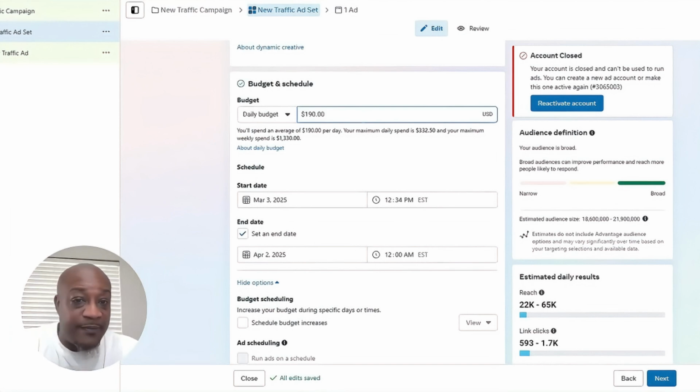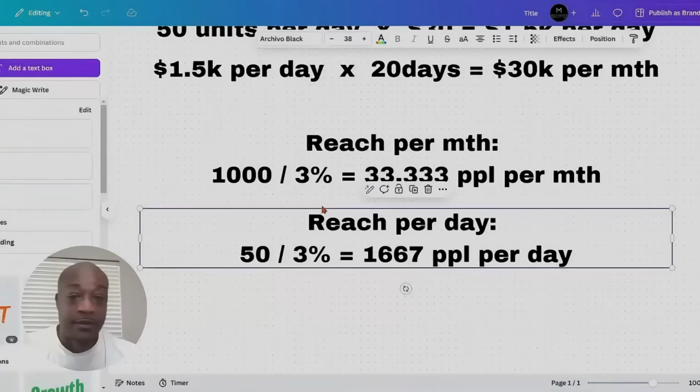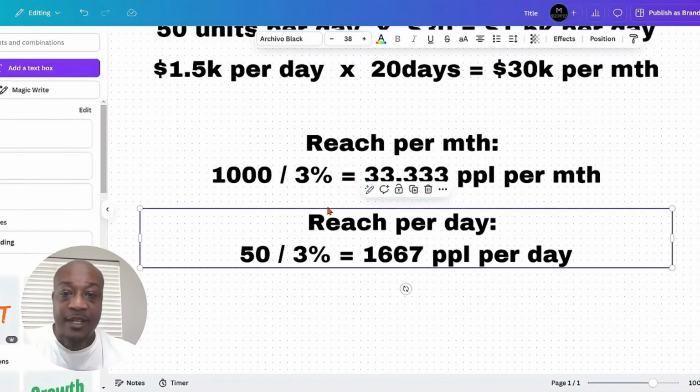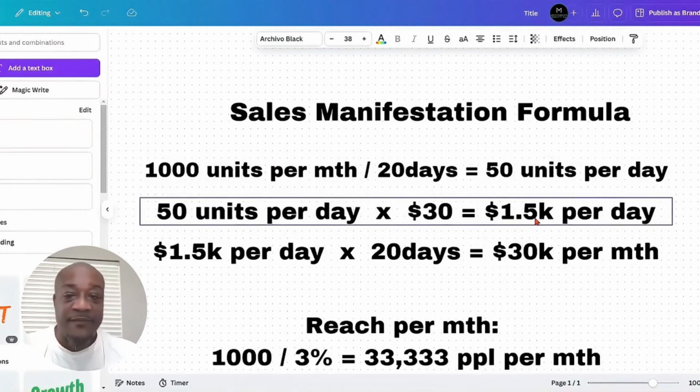Now, here's the thing. Even though you're running this for $200 a day, keep in mind, whatever that you're selling, you're going to make the money back. If you're spending $200, let's go back to the math to make sure that the math is mathing. Because a lot of people like to feel like they're not. If I put up $200 a day, I'm not making that money. Look at what's going on. You're moving 50 units a day. You're making $1,500 a day. So spending $200 a day is not gonna hurt you at all.